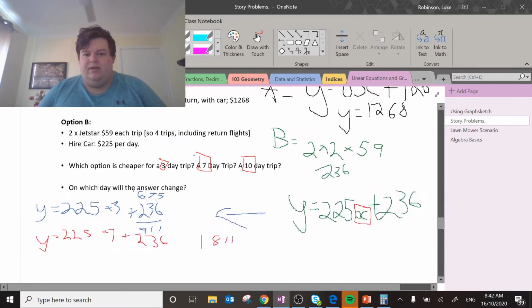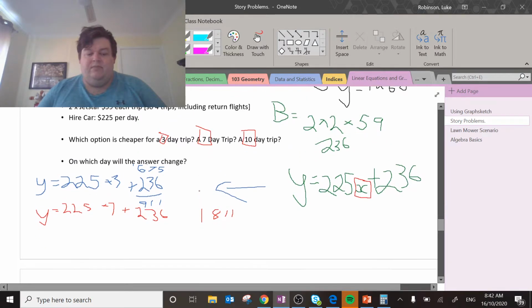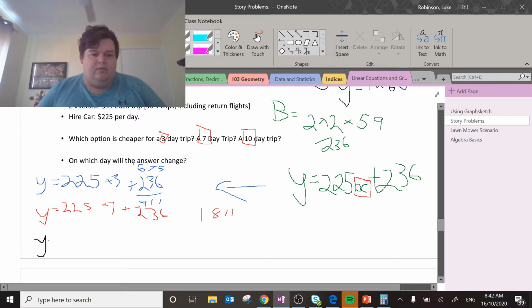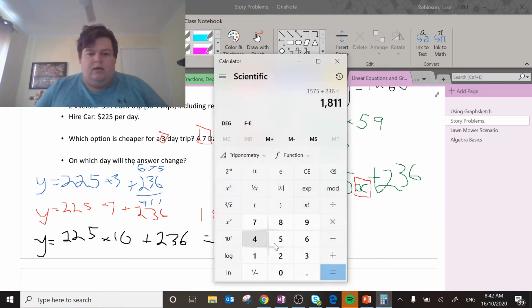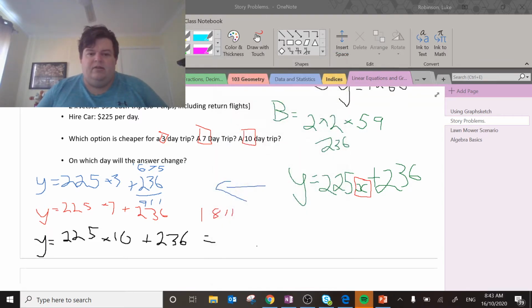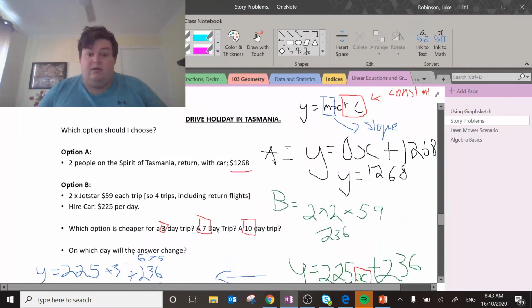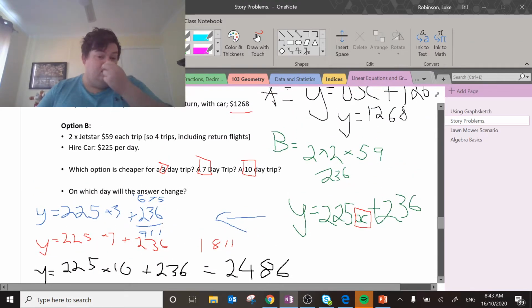That's more expensive now than the Spirit of Tassie. And then you would assume that the last one would also be more expensive. That'd be y equals 225 times 10 plus 236. I'll give you 2486. And the question is, on what day would that answer change? So that's an interesting question.